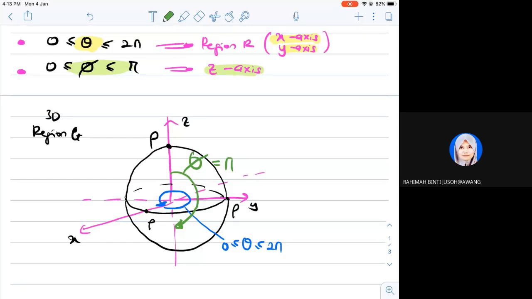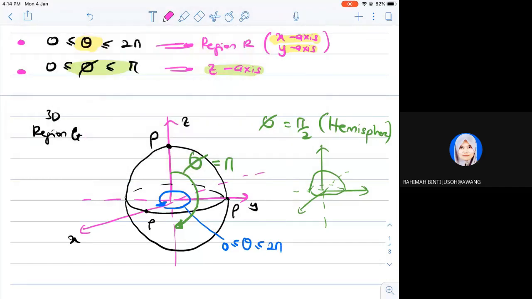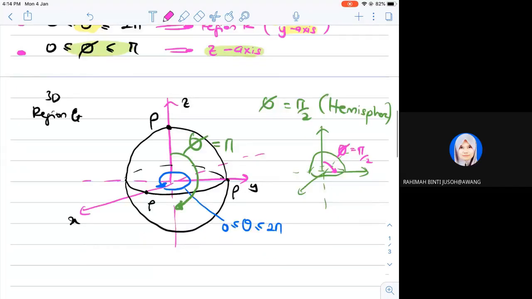So what happened, guys? If you have phi equals to pi over 2, means this is a hemisphere. Maksudnya kalau phi equals to pi over 2, you all punya graph tu dia akan jadi hemisphere je. Should be a hemisphere because it's just starting from the axis to here, just phi equals to pi over 2. So dia jadi hemisphere. Okay? Understand the differences between theta and phi? Yes, doctor. Okay, good.